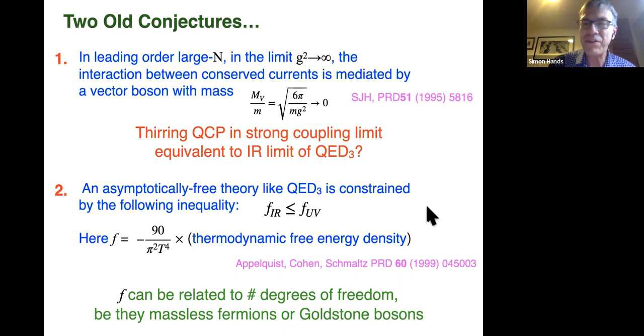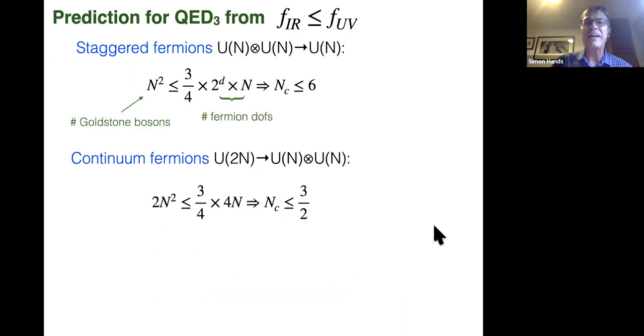Rather than try to justify that to you, I'm just going to tell you what answers they got. If you apply their arguments with staggered fermions, here's the pattern of symmetry breaking for staggered fermions. Well, in the infrared limit, if symmetry is broken, we know that the number of infrared degrees of freedom is the number of Goldstone bosons, that's n squared. We can count the number of degrees of freedom in the ultraviolet limit.